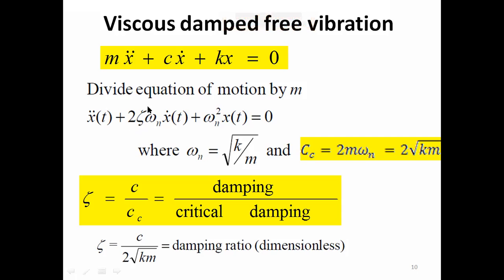And from that damping ratio, we could find out the damping, because once we have omega n and the mass for the system, we could find Cc. So once we have zeta, very easily we could find out the actual damping inside the system.